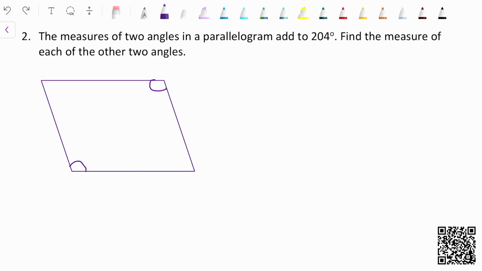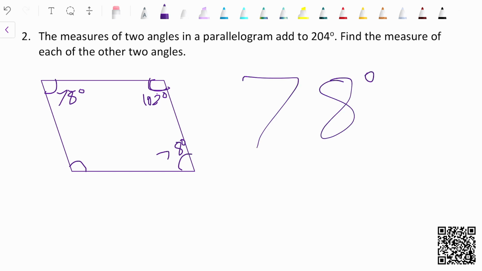Find the measure of each of the other two angles. Like I said, this angle and this angle added together are equivalent to 180. This makes our job a lot easier because now that we know that these are each 102, and these diagonal angles are equivalent, this means that one of these angles is equivalent to 78, and therefore this angle is also equivalent to 78. Therefore, the measure of each of the other two angles is equivalent to 78 degrees.